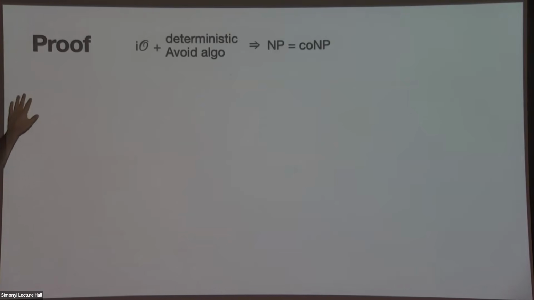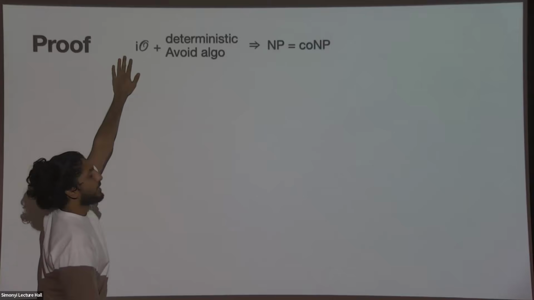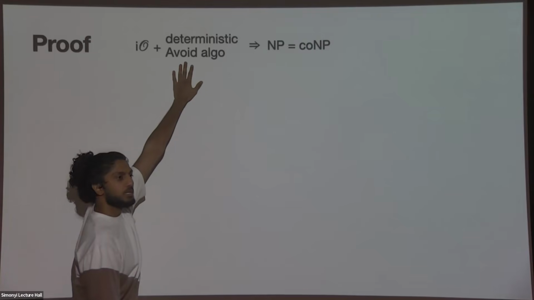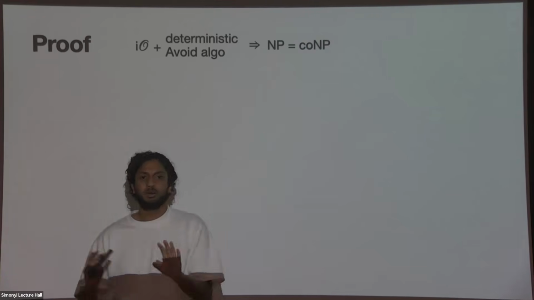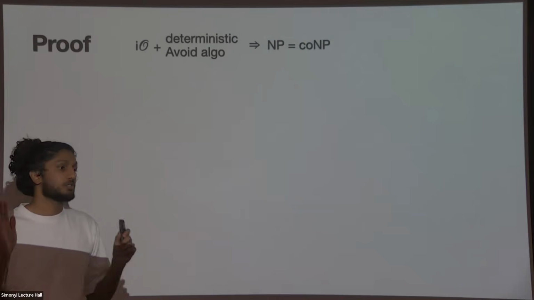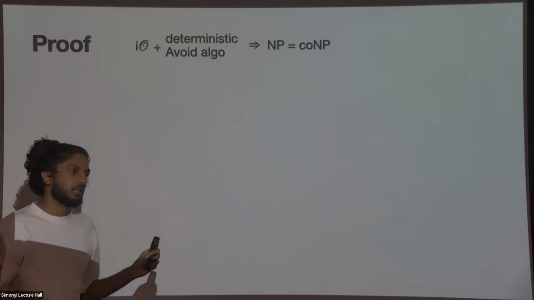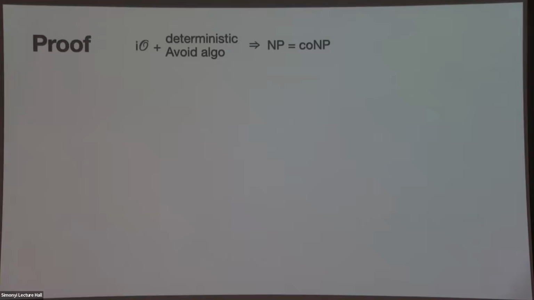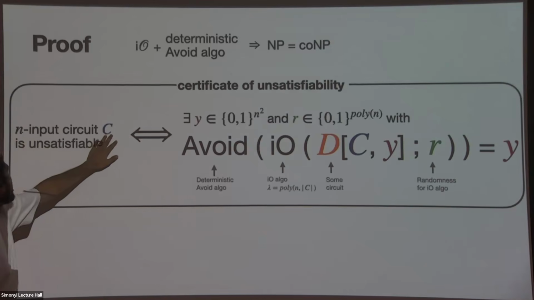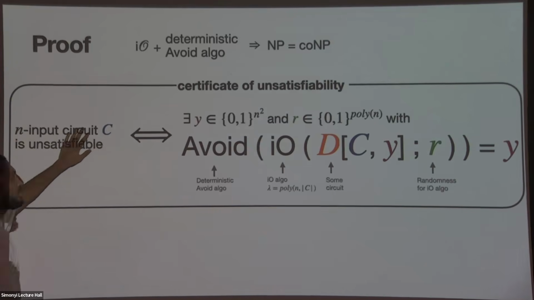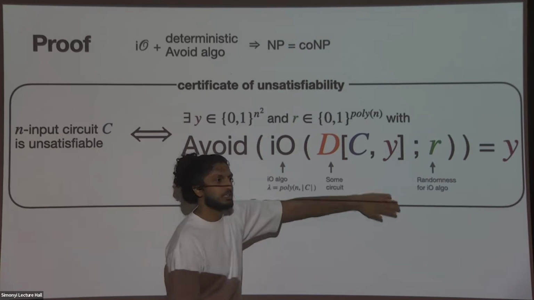So what's the proof strategy? We're going to assume that there's I/O and assume that there's a deterministic range avoidance algorithm. Our goal is to show NP equals co-NP. And reminder, to show NP equals co-NP, my goal is to certify that some circuit is unsatisfiable. And so here is our strategy. This is going to be our certificate of unsatisfiability. We're going to prove the following equivalence. An input circuit is unsatisfiable if and only if the following condition holds.